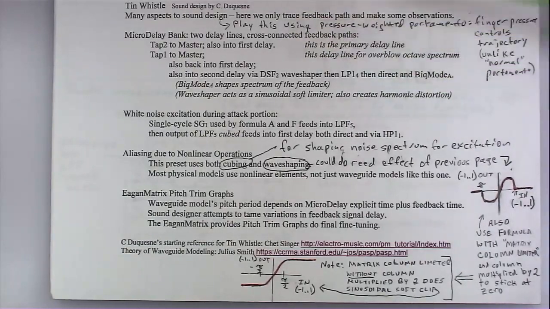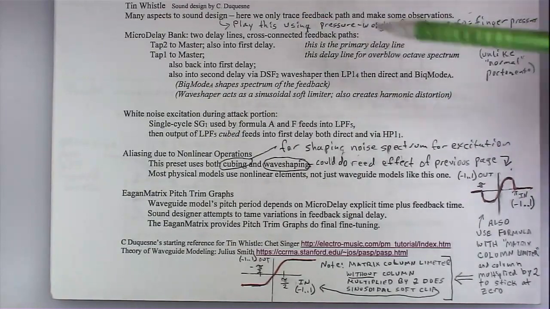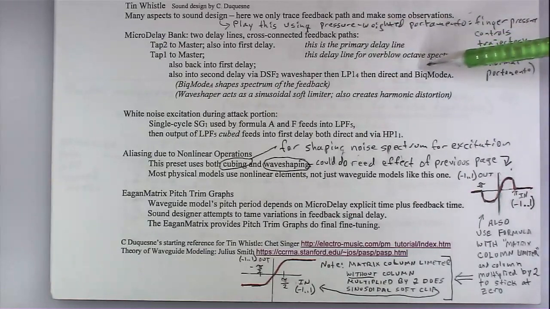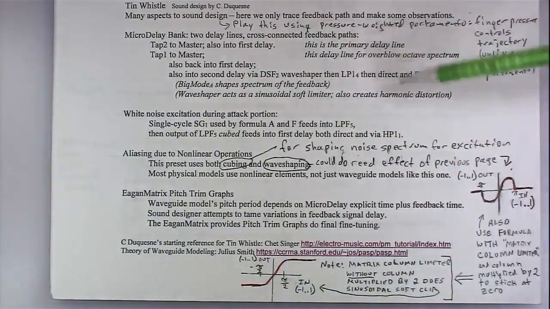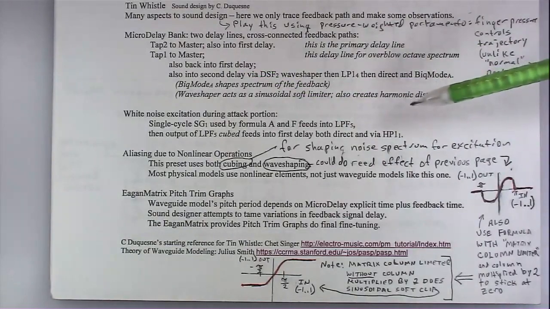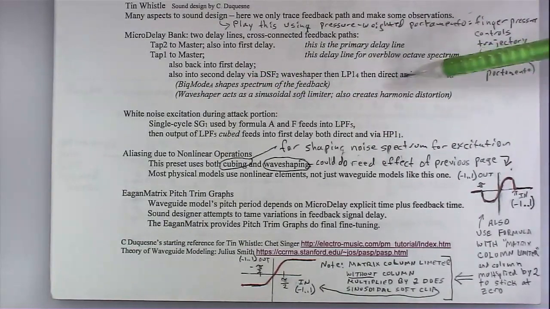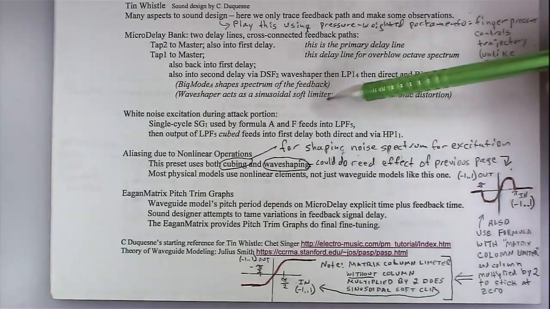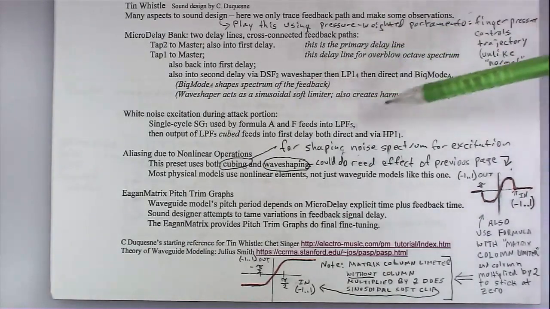The primary delay line is actually in this micro delay here. You can't see that part, but the second delay, or tap two out of the micro delay, is actually the main thing going on here. It goes to the master section, which means that you actually hear its output, which is traditional in single delay line systems. But if you look at it, only the right channel of the output comes from this one. The second delay line supplies the left channel of the output.